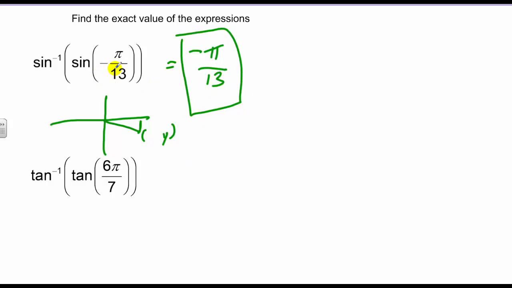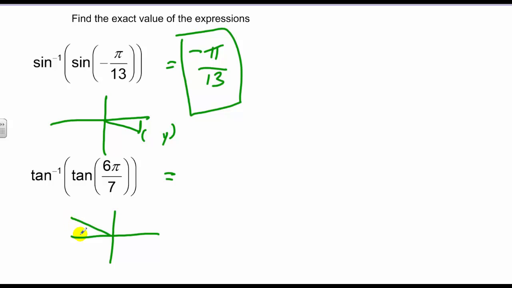So I get the y value and say, where'd that y value come from? Well, it came from that original angle. It's not necessarily rhetorical, but it is a pretty straightforward problem. If I want a tangent value of 6 pi over 7, again, I have no idea where that is, but I know 6 pi over 7 is somewhere over in the fourth quadrant.